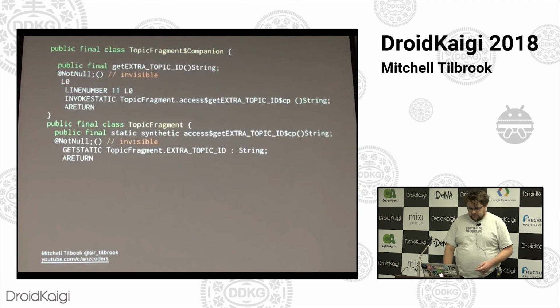So if we go inside the companion object, we can see that the companion object is now invoking a synthetic accessor on the topic fragment to get the thing which we declared inside the companion object.